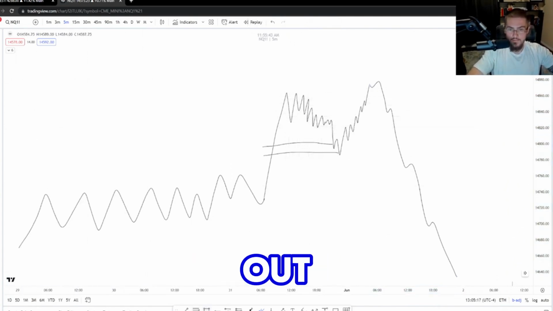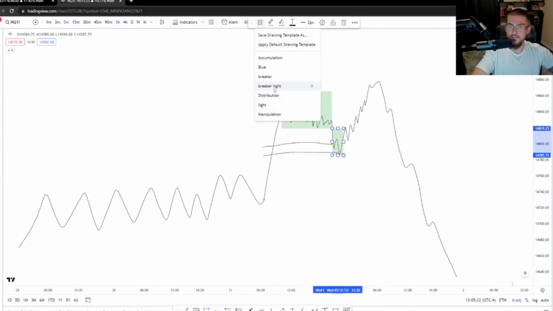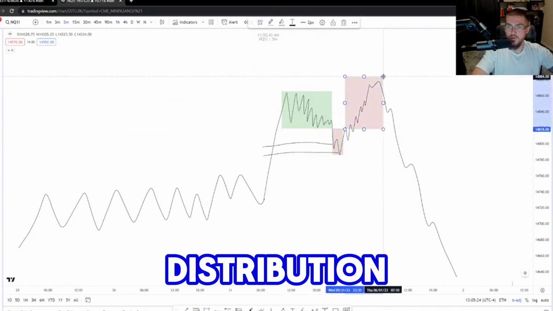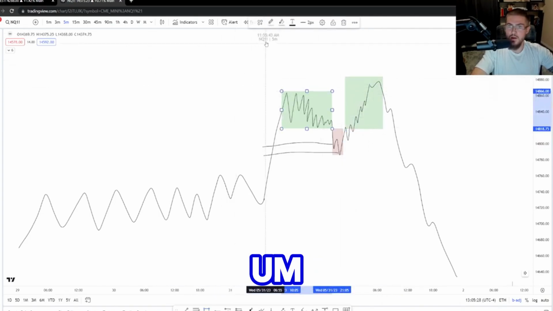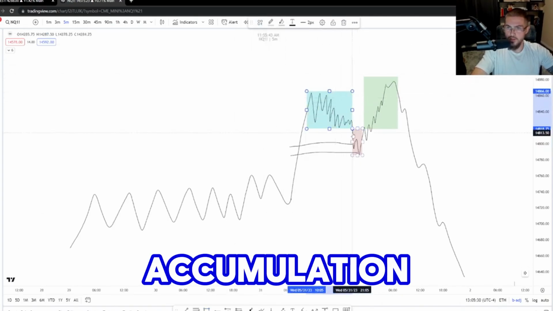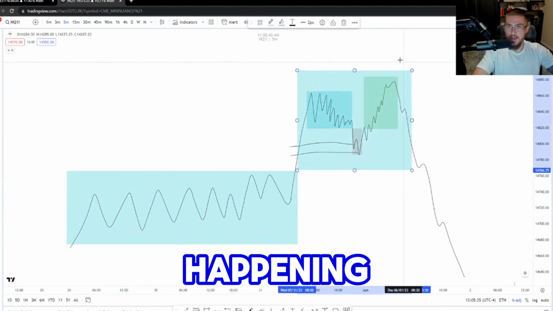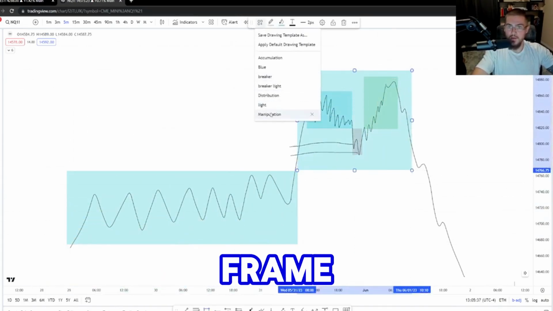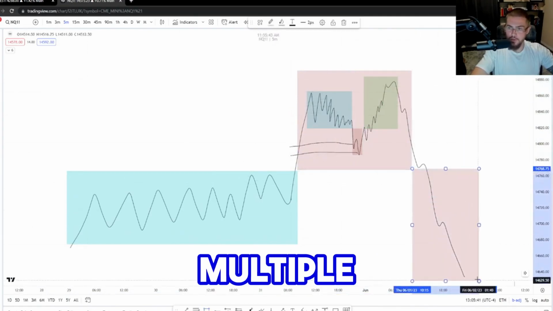Here, let's just draw it out so you guys can for sure see it. So accumulation, manipulation, and then distribution. And forgive my drawings, they're not going to be perfect, but we're not here for art. Accumulation, manipulation, distribution. This can be happening at the same time that this is happening on a larger time frame in terms of the bigger picture. So you have to understand that the market is always in multiple cycles at once.